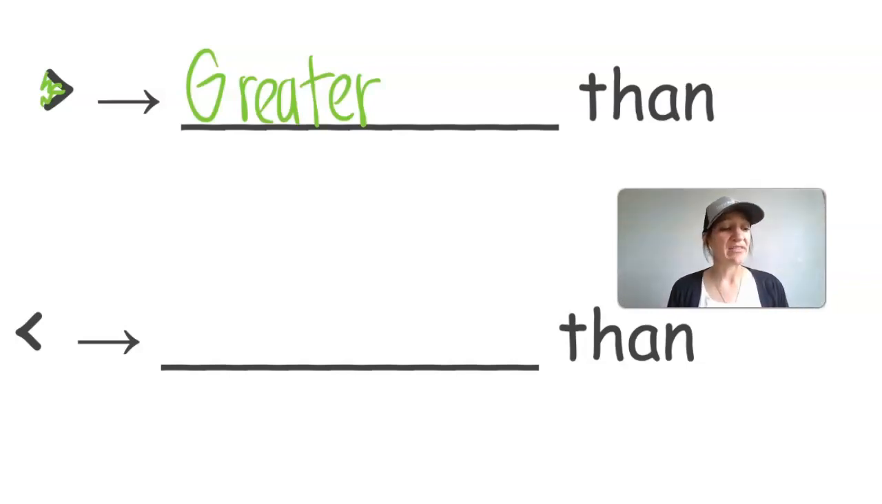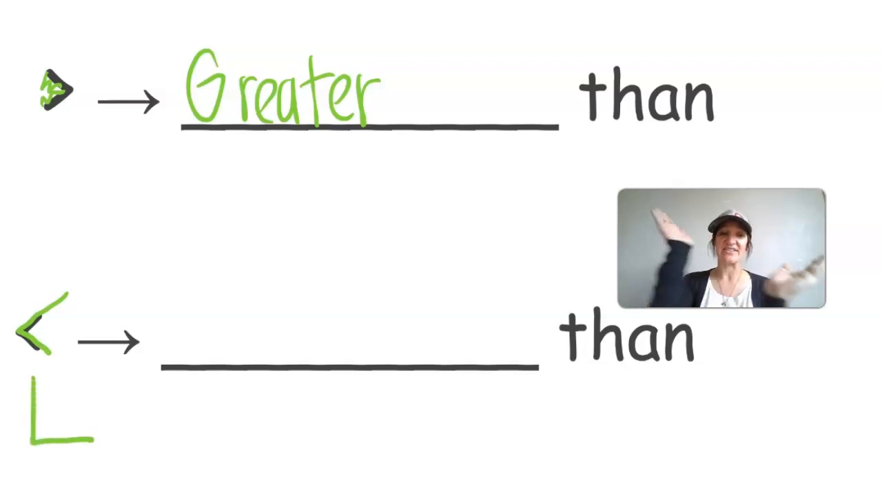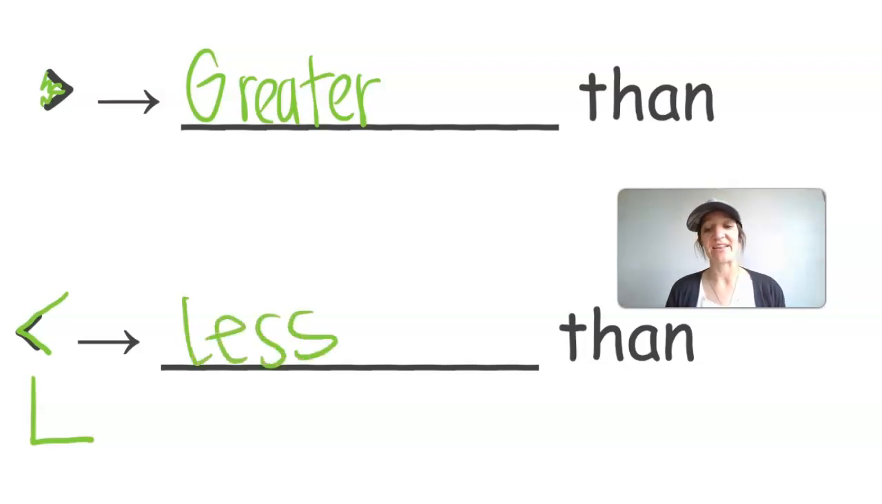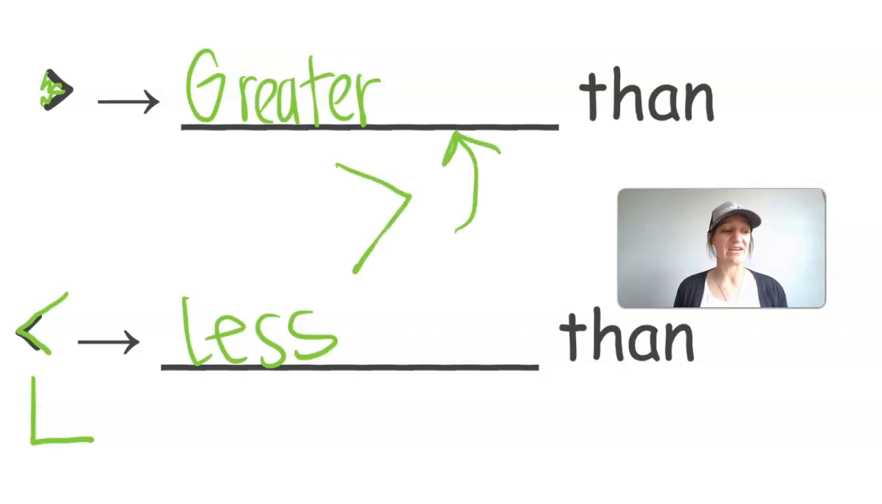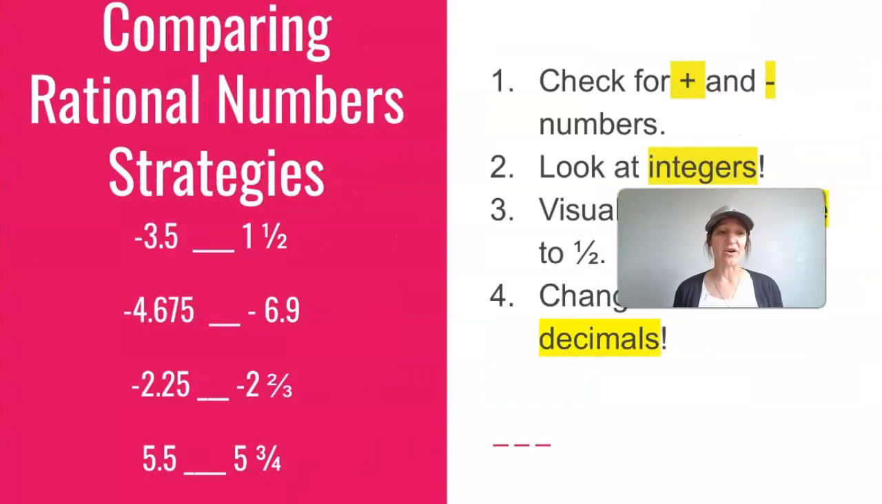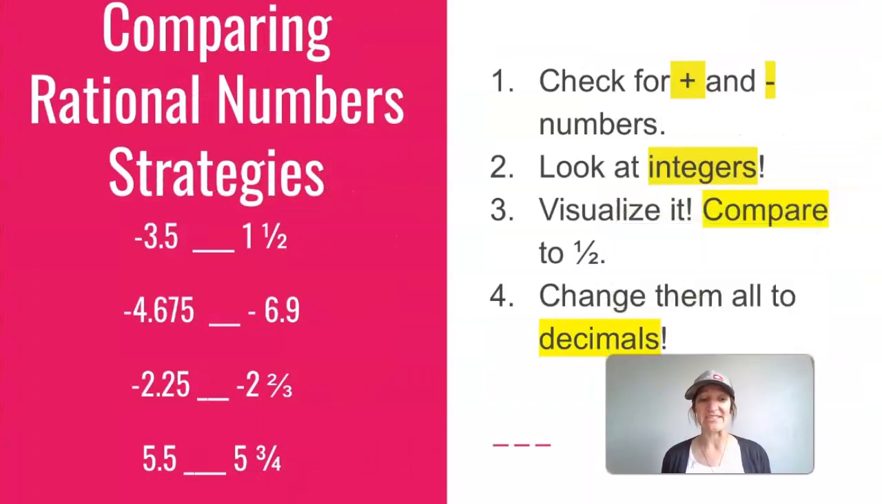Now this one, I like to think of it as an L that's been smooshed. So the L that looks smooshed is the less than symbol. If that works for you, then awesome. If you need to figure out some other way to remember that this is greater than and this symbol is less than, figure it out, but you need to know the difference. So here are my tips for today.